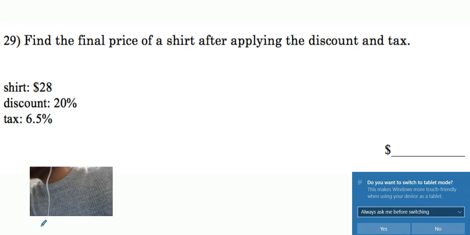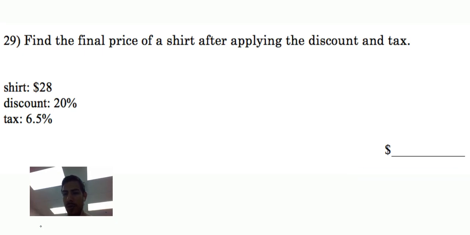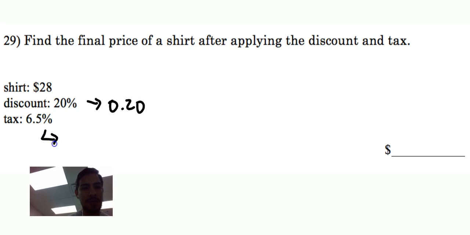We're going to do number 29 here. Number 29 says to find the final price of a shirt after applying discount and tax. What we can do here is take $28. First, let's change this to a percent, to a decimal. 20% is 0.20. 6.5% is 0.065.